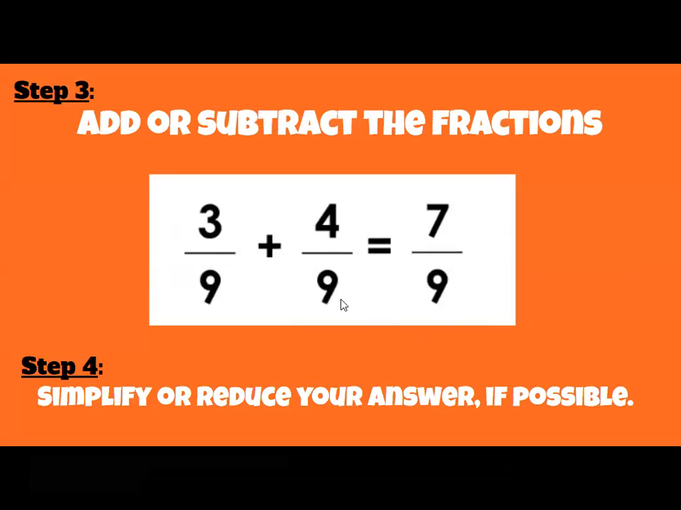So 3/9 plus 4/9. When we add fractions with like denominators, our denominator stays the same. So we keep that denominator of 9, and we add our numerators, 3 plus 4, and that equals 7. So this sum would equal 7/9.